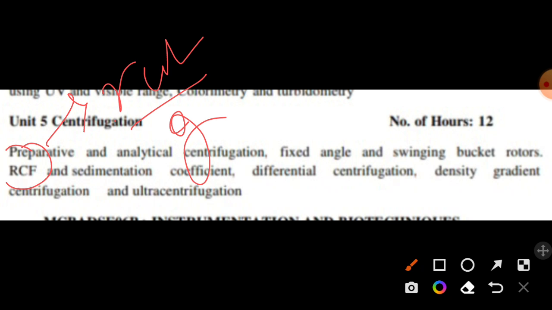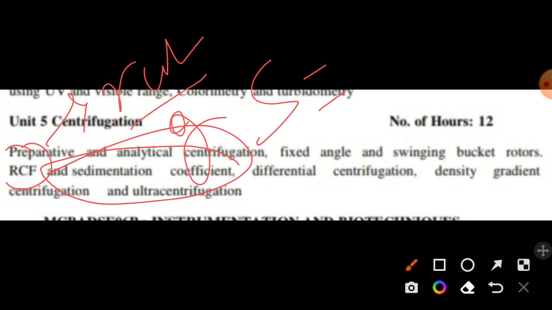Sedimentation coefficient, that is the value of S. Here Svedberg is important, that is the sedimentation coefficient of 10 to the power minus 13 second. Differential centrifugation, separation of subcellular component on the basis of their differences in sedimentation rate.